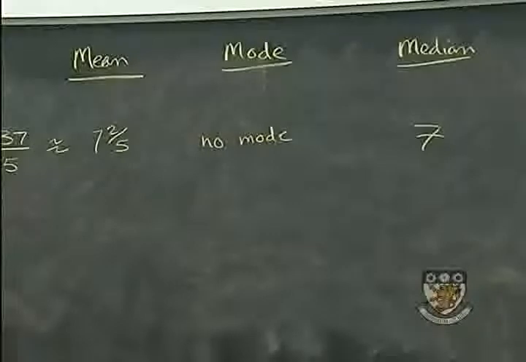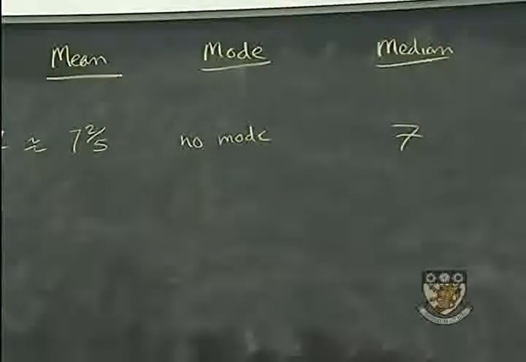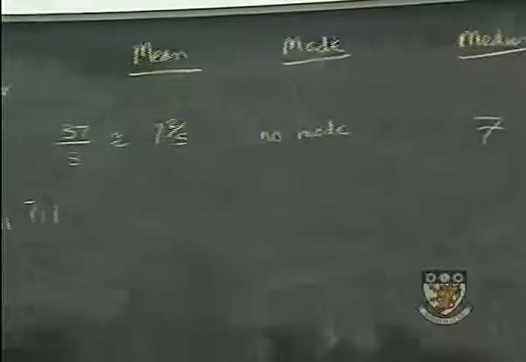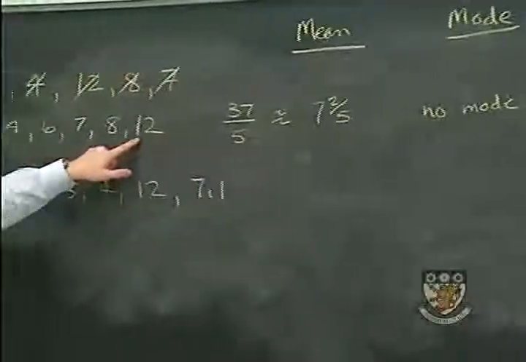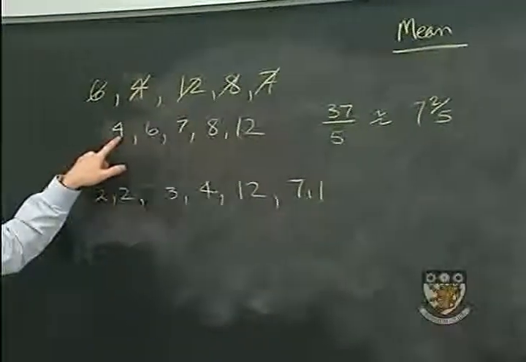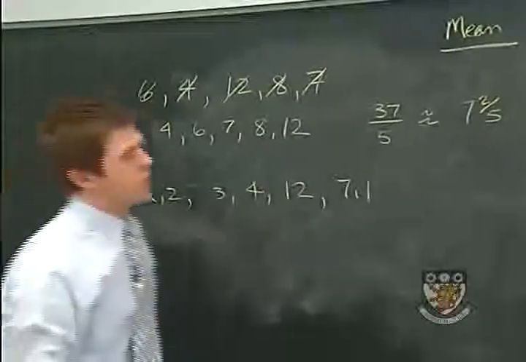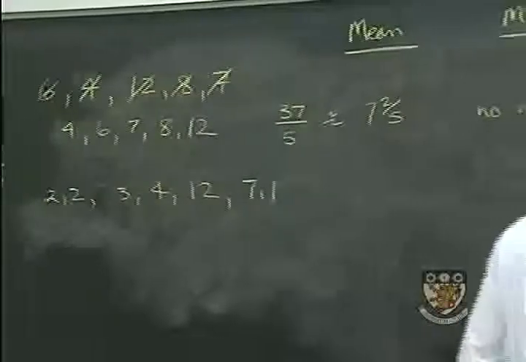Lastly, we want to find our range. The range, as you may recall, is the difference between the largest entry and the smallest entry. Our entries over here are 12 and 4. So their difference is 12 minus 4, or 8. So the range of our numbers is 8.